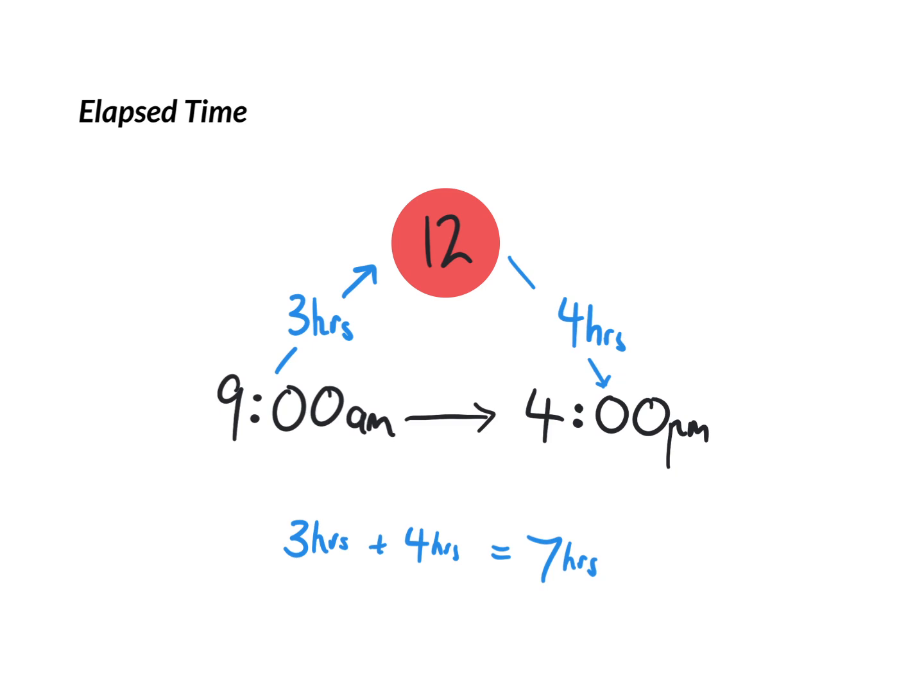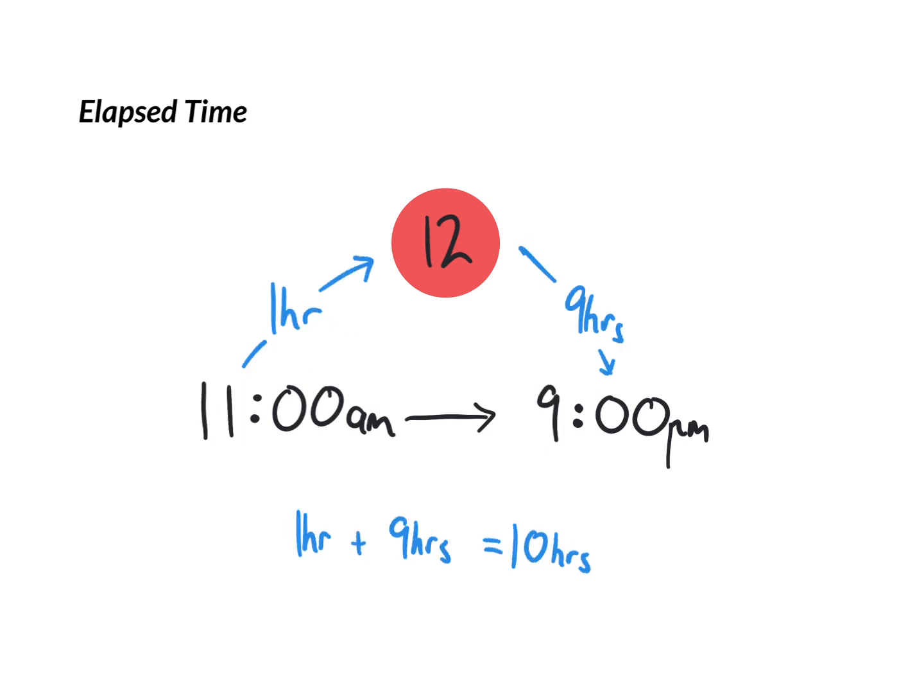So I know from 9 a.m. to 12 midday, it is 3 hours. It's 3 hours from 9 a.m. till 12. And then from 12 till 4 is 4 hours. So I know the duration, the elapsed time that is taken to go from 9 a.m. to 4 p.m. is 7 hours, because 3 hours plus 4 hours is 7 hours.